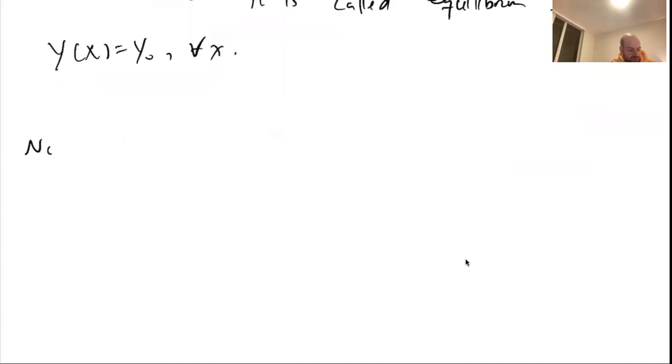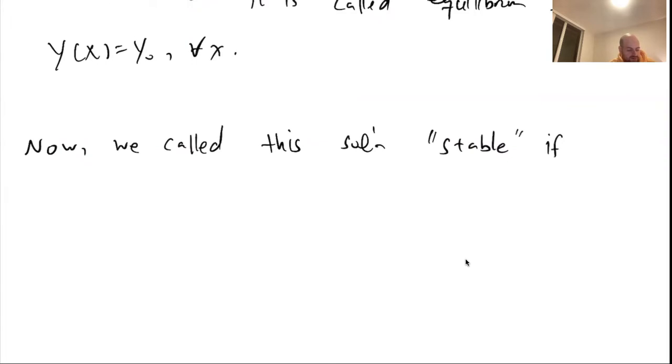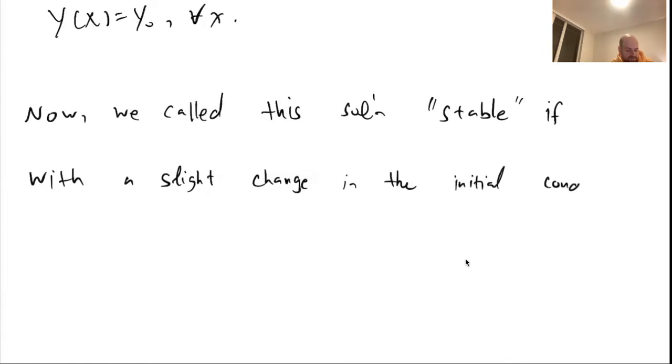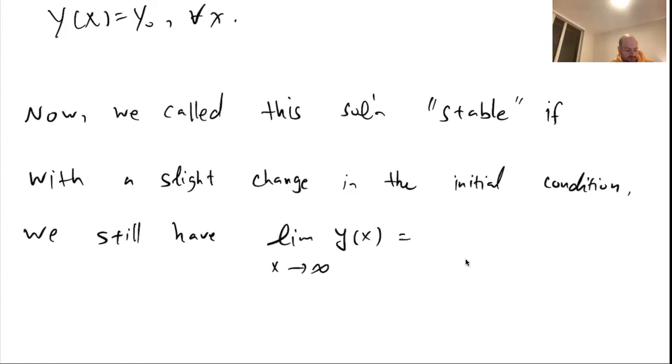So now we call this solution stable if, let's say maybe first I can describe it, if with a slight change in the initial condition, we still have the limit of y of x as x goes to infinity equals y0.